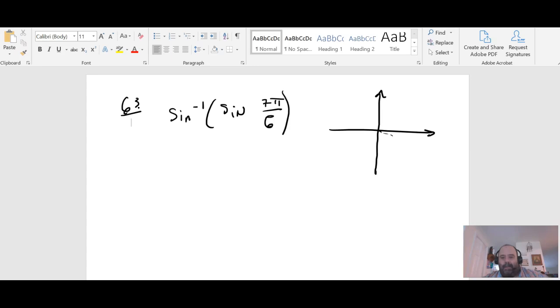So 7 pi over 6 is down over here, right? I'm sorry, that's not correct. 7 pi over 6 is down over here, right? Because 6 pi over 6 would be pi, right? So 7 pi over 6 is here, on our unit circle. This is a pi over 6 angle.